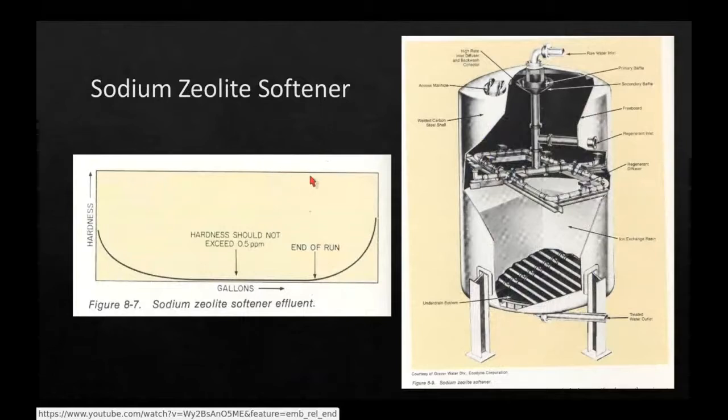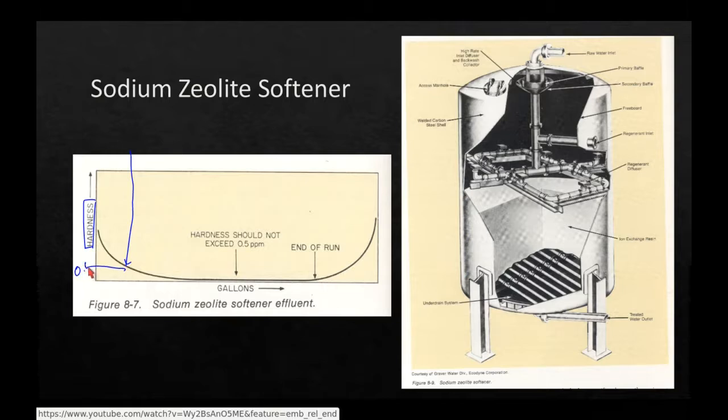So here's our sodium zeolite softener. You should know how to regenerate it, how to rinse it, how to put it into service. So let's say I've just regenerated one and all those beads have got transfer sites that are now loaded up with sodium. What I need to do is rinse it down, and I'm going to rinse it until the hardness gets really low. So there's hardness on the y-axis.